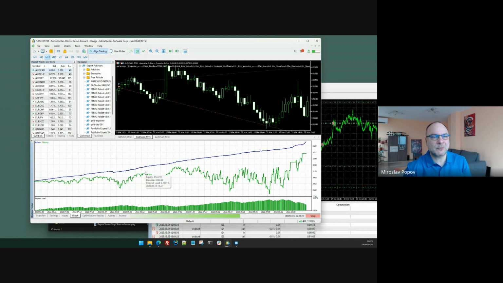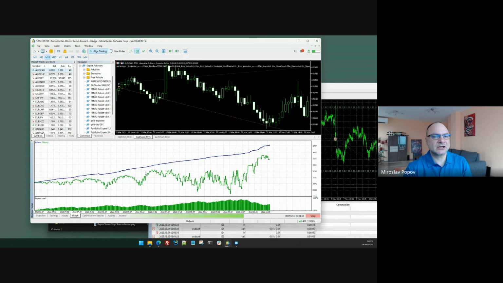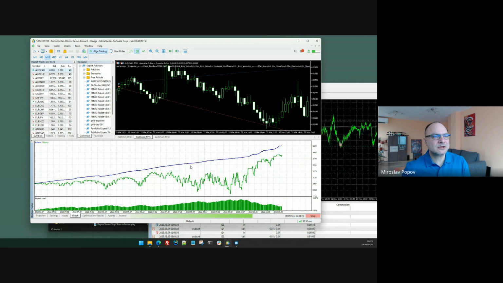And another thing is we also have commission charged. And the MetaTrader tester doesn't apply the commission on the backtest. This is probably something you don't know. So the commission also will reduce the balance.